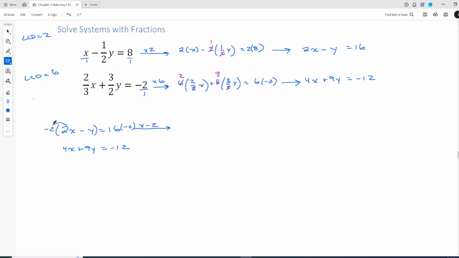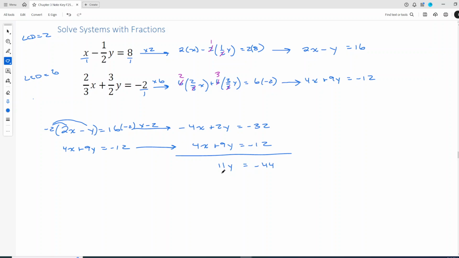So if I multiply this entire side by negative 2, I get negative 4x plus 2y is equal to negative 32. This bottom equation I'm not multiplying by anything, so I'm just going to rewrite it as 4x plus 9y is equal to negative 12. Now I'm going to add my two equations. I get negative 4x plus 4x is 0x, so it's gone. I have 2y plus 9y is 11y. And I have negative 32 plus negative 12 is negative 44.